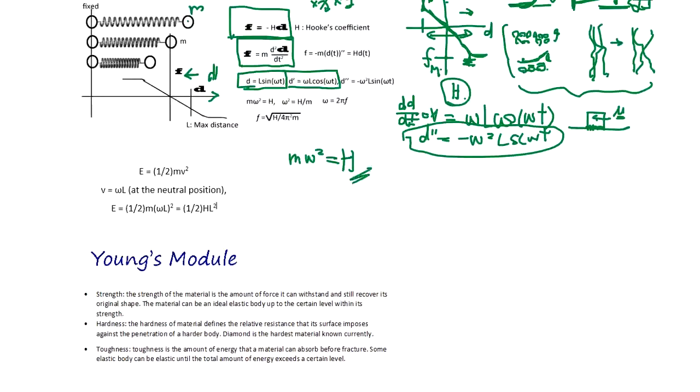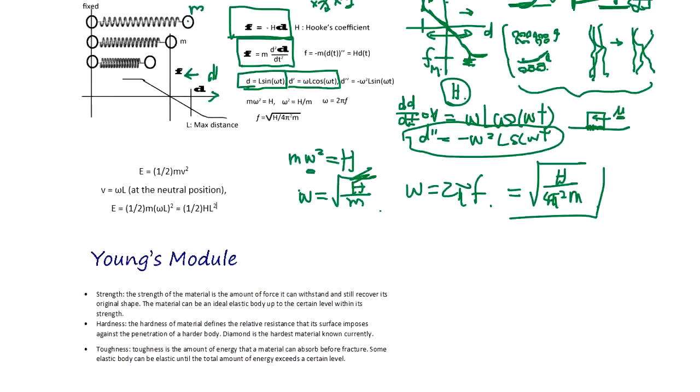So if we know the Hooke's constant, we can calculate omega, right? Omega is the square root of h over m, and omega is 2 pi f. So the frequency is going to be the square root of h over m, divided by 2 pi.